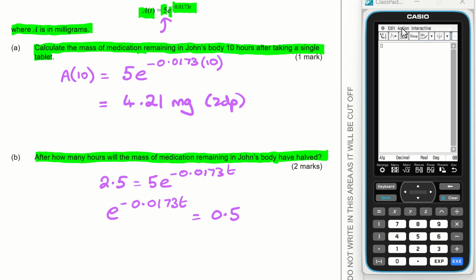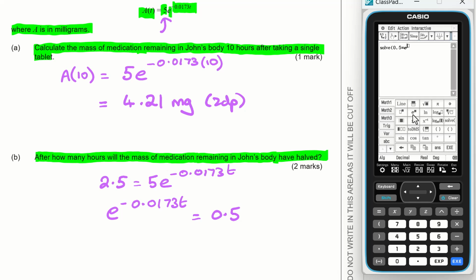So just on the class pad, just go for solve, and 0.5 equals e to the negative 0.0173x, and that gives us 40.07 hours.